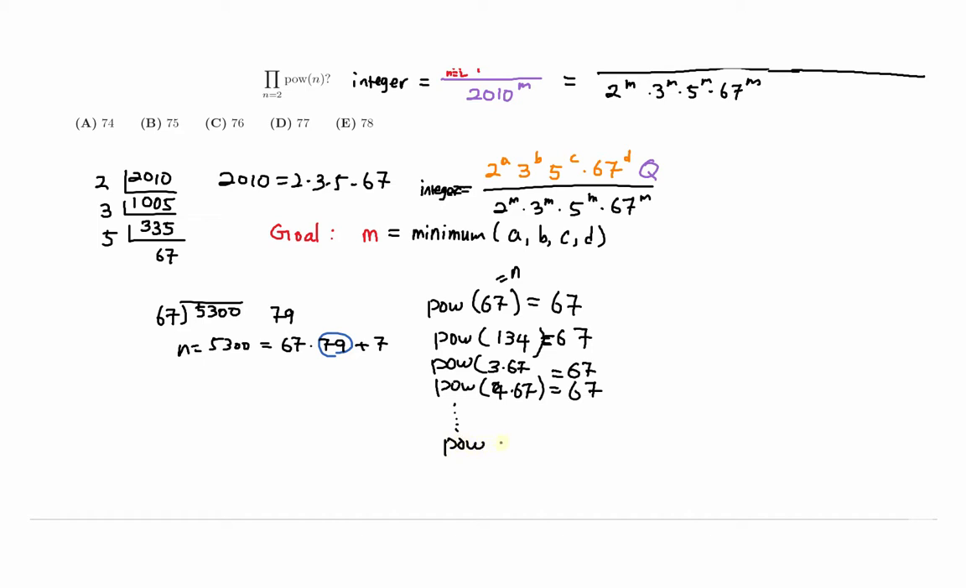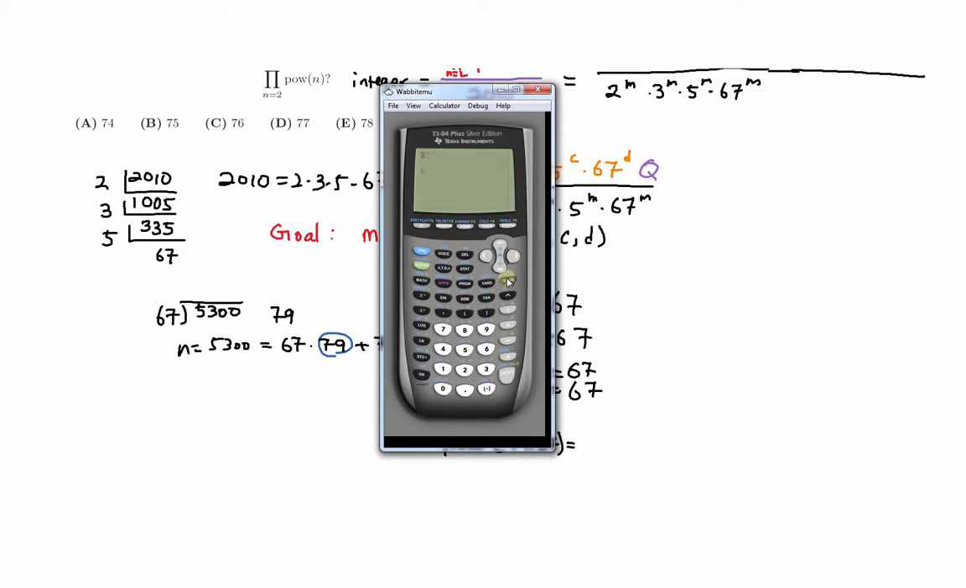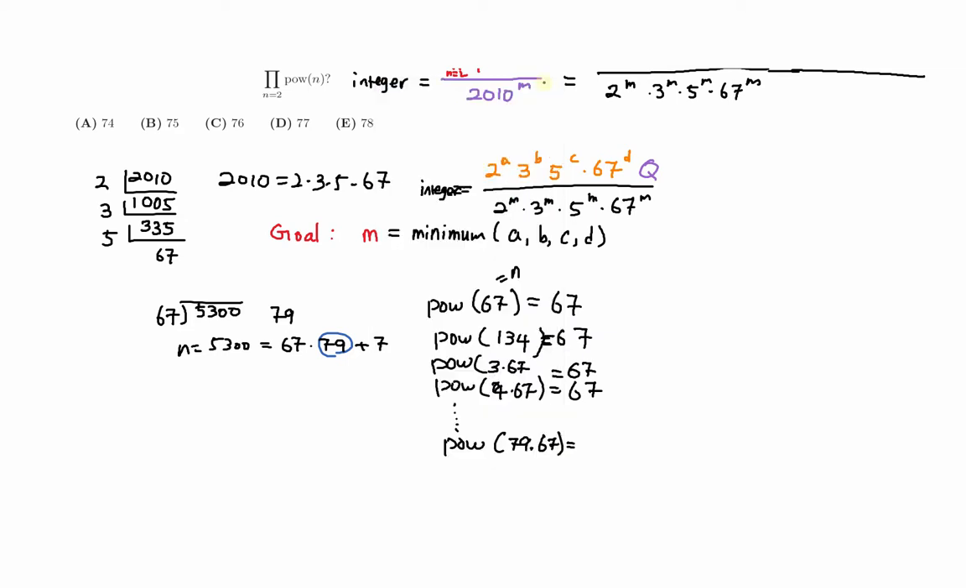Let's say you go up to 79 times 67. When you multiply these out, let's actually use virtual calculator instead of physical. 67 times 79, you get 5,293. Now, as long as this is less than 5,300, then you're okay. So we have a total of 79 numbers.